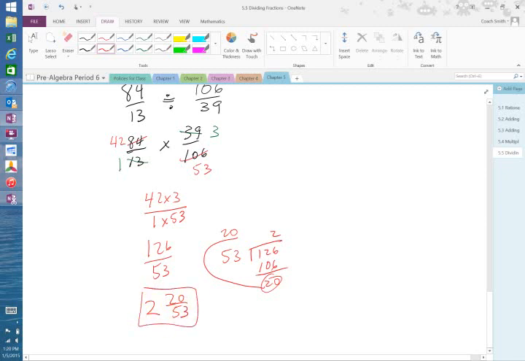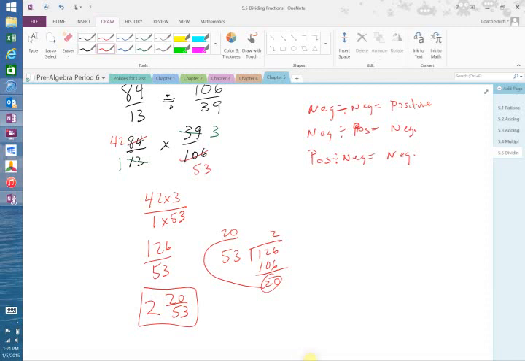Now, obviously, remember, a negative divided by a negative equals a positive. Okay? A negative divided by a positive equals a negative. Okay? A positive divided by a negative equals a negative. So the only times it's positive is if it's 2 positive numbers divided by themselves or 2 negative numbers divided by themselves. In those 2 cases, it would be positive. If it just has 1 negative sign, it's going to be a negative answer.